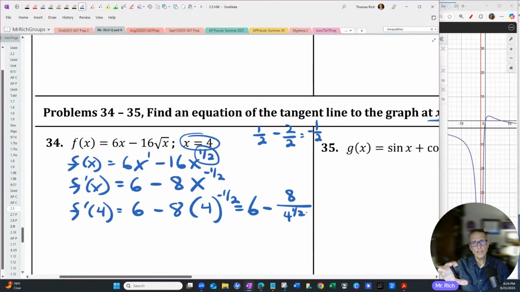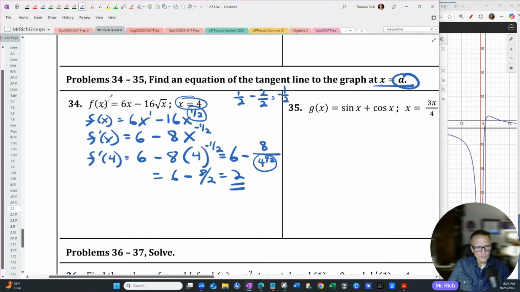Because I'll take that 4 to the negative 1/2, move it down into the denominator, change its exponent from negative to positive, and you should know that 4 to the 1/2 is the square root of 4, right? It's 2. So that's going to be 6 minus 8 over 2. 8 over 2 is 4, so it looks like that value is going to be 2. So what that means is that when we look at this function and its graph and go over to where x is 4, the tangent line slope is going to be 2.